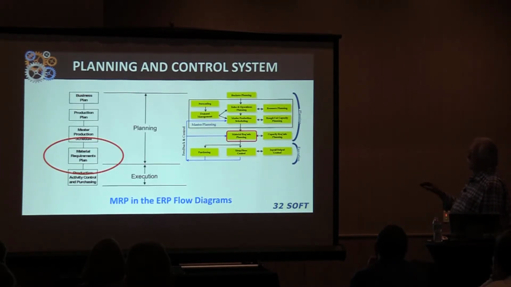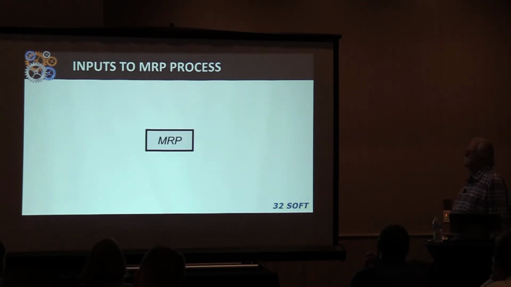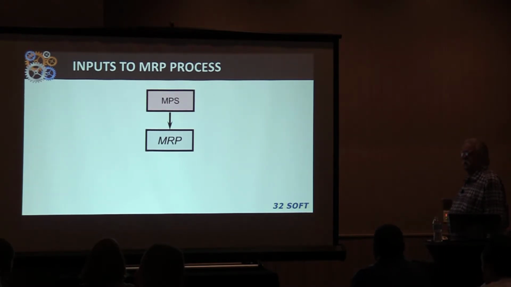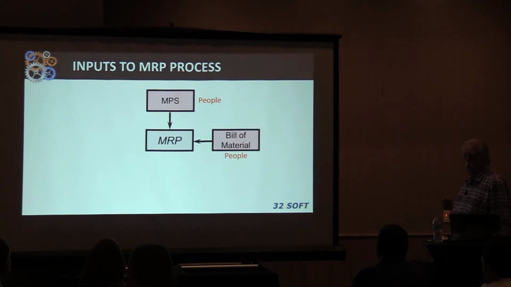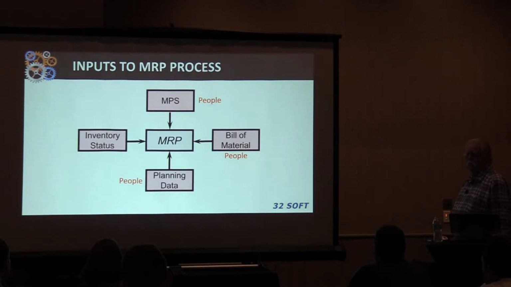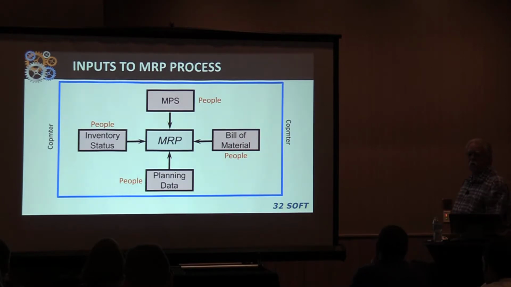So, it resides, as we saw, if you look at any ERP flowchart, you're going to find material requirements planning right in the middle of the process. So what are the inputs to MRP? Well, first it's the master production schedule. Who does that? People. Who does the bill of material? People. Who does timing data? People. Who takes care of the inventory? People. It always annoys me that they say it's the computer. It's not the computer. It's people.